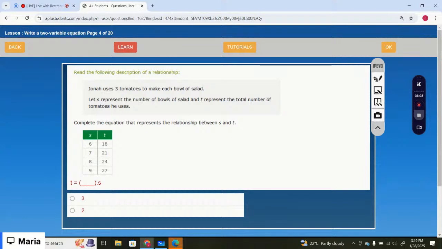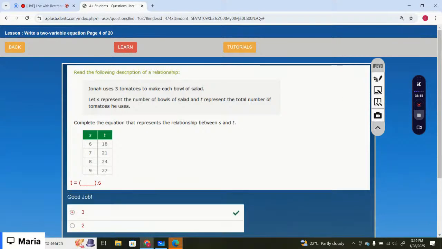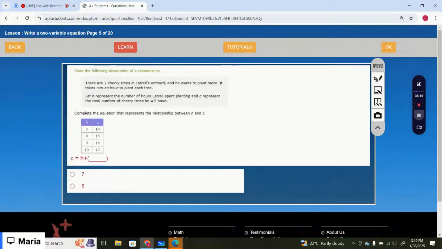You have to do 6 times 3 is 18, 7 times 3 is 21. So, that is T equals 3 times S. The missing number is 3. Complete the equation that represents the relationship between H and C.